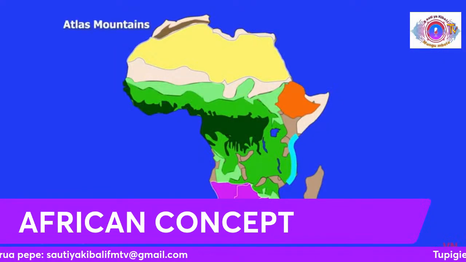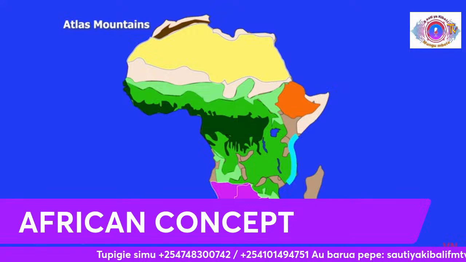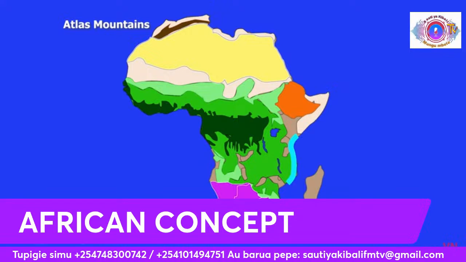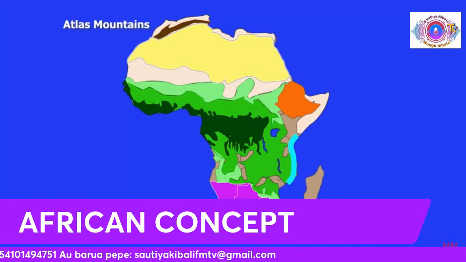Then comes the Atlas Mountains. Well, Atlas Mountains are the mountain ranges in North Africa. The mountains extend from Morocco to Tunisia between the Mediterranean and the Sahara Desert. They separate the coastal region from the Sahara Desert.